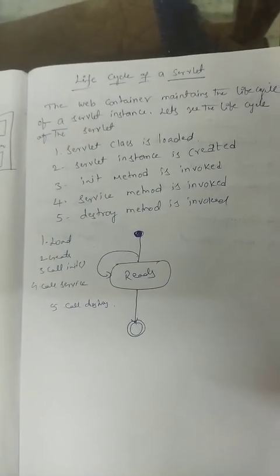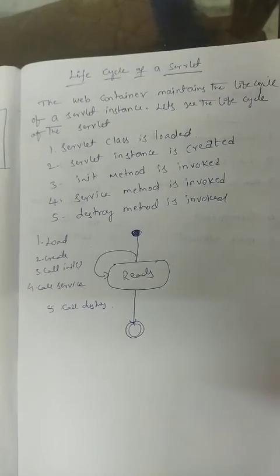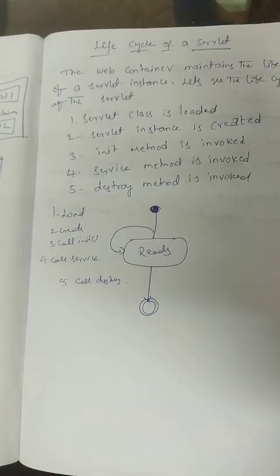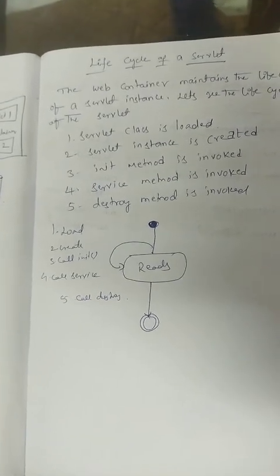First one is servlet class is loaded. Second one is servlet instance is created. Third one is init method is invoked. Fourth one is service method is invoked. Fifth one is destroy method is invoked.